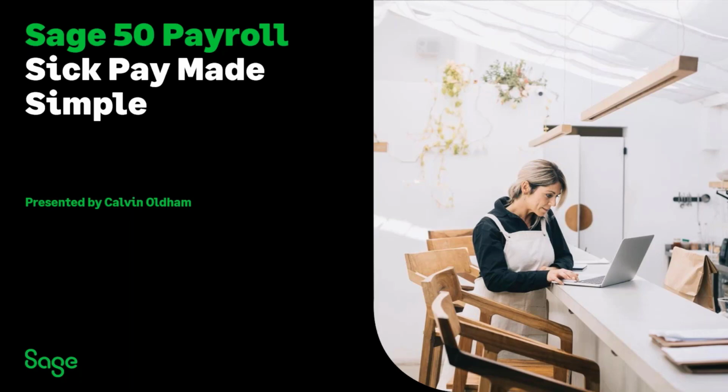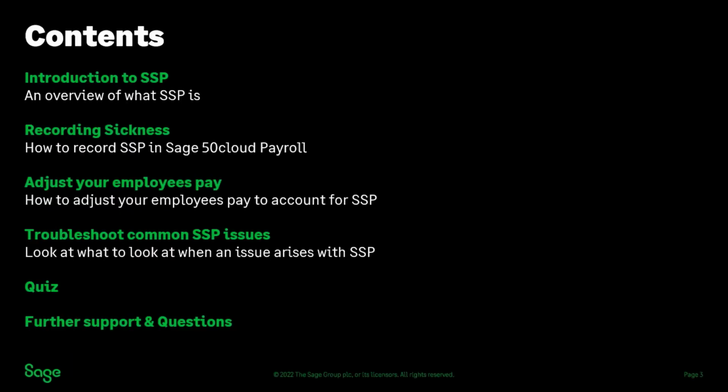So firstly, we're going to take you through a quick introduction of SSP, so an overview of what it is. We're then going to dive into having a look at recording sickness. So how are we going to record that in Sage 50 Payroll? We're next going to have a look at adjusting your employees' pay. And then lastly, we've got a little bit of a checklist there that helps troubleshoot any common SSP issues. And we're going to have a little bit of an interactive quiz at the end as well.